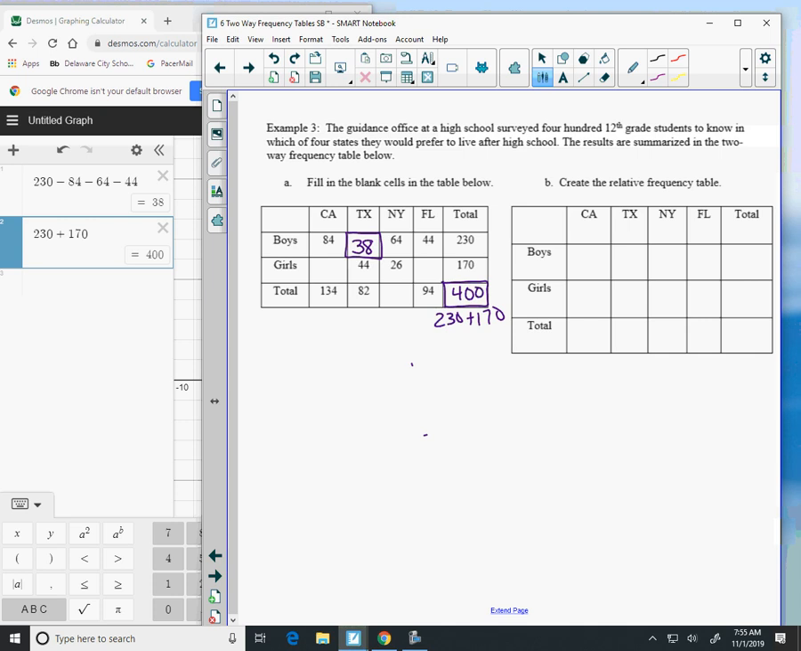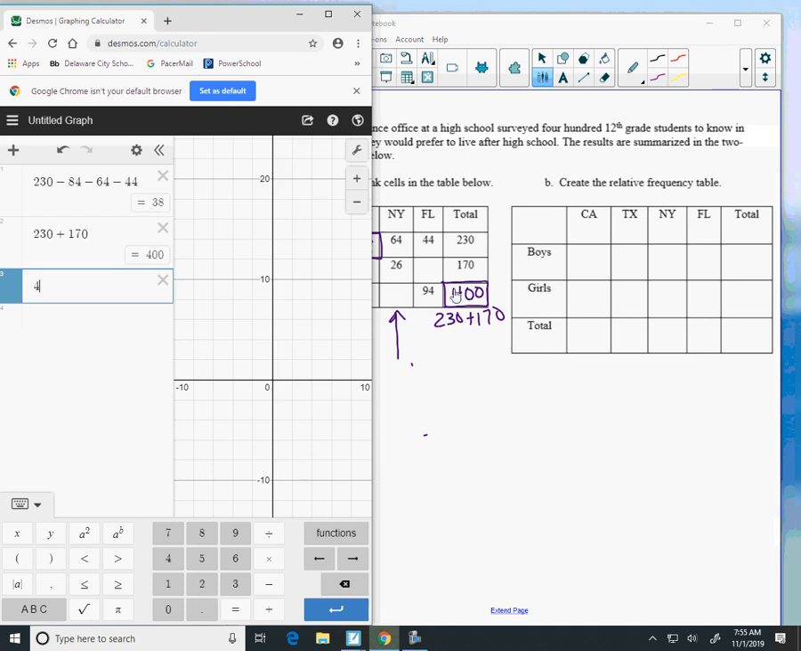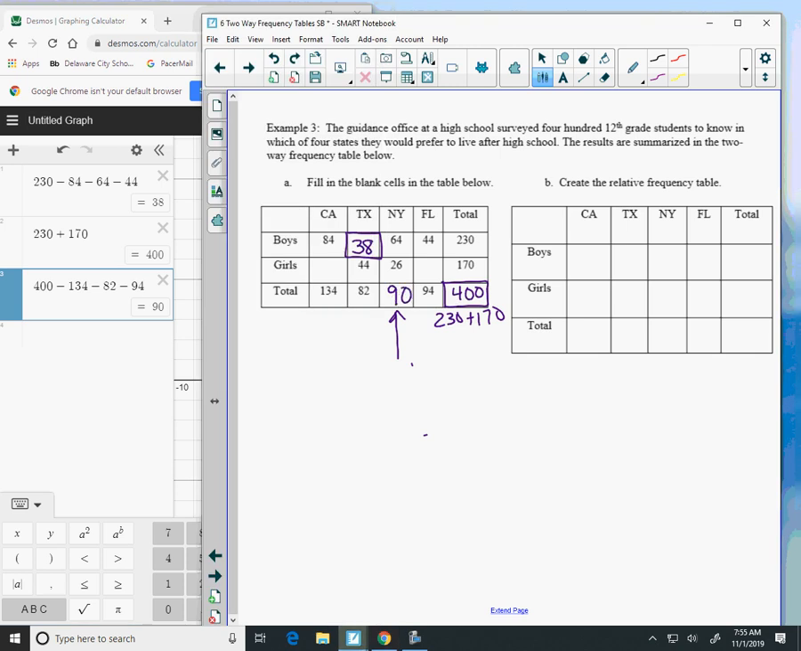Now that we have that number, we can find this one right here. We can do 400 minus every other number we see in that row. So we're doing 400 minus 134 minus 82 minus 94, and we get 90. 2 more pieces of data to fill in. Both of them are in the girls row. We can fill them in even though they're in the same row.